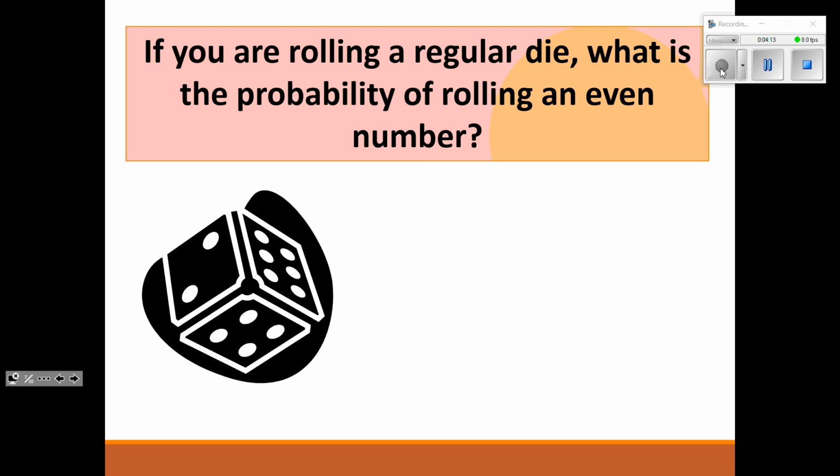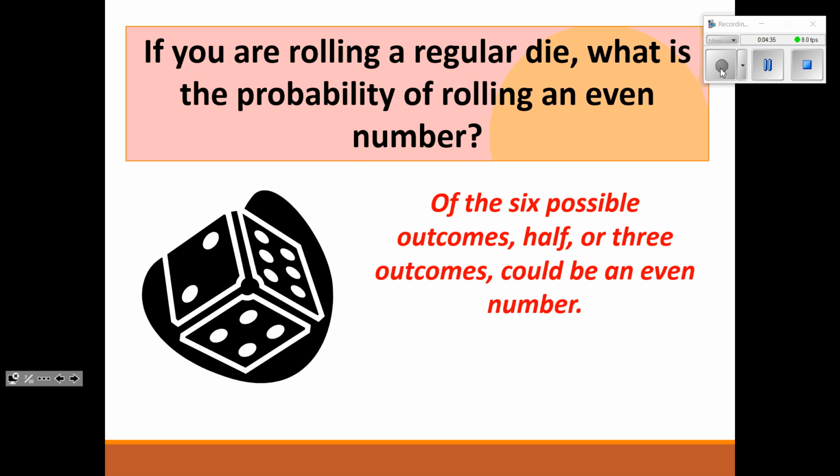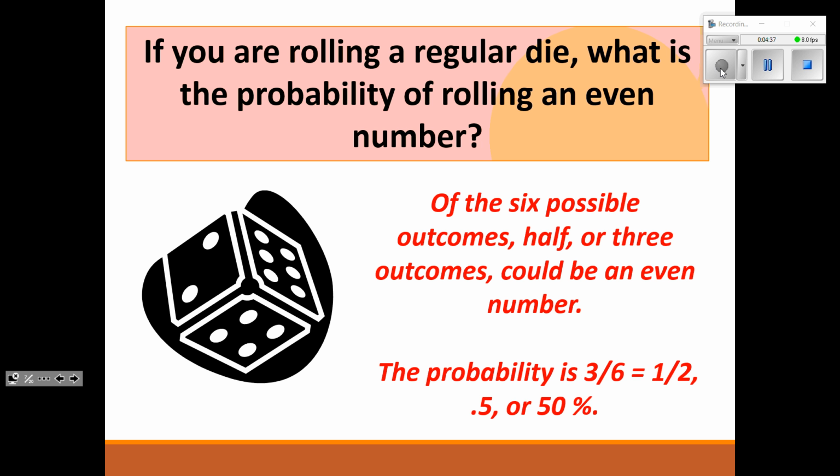If you're rolling a regular die, what is the probability of rolling an even number? Well, again, the number of sides on a dice are 6. How many even numbers are there? Well, 1, 2, 3, 4, 5, 6. 2, 4, and 6 are even, so there are 3 of them. So the probability of rolling an even number would be 3 to 6, but that is not simplified. So 3 to 6 is 1/2, which is 50%.